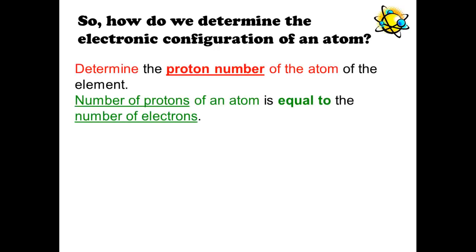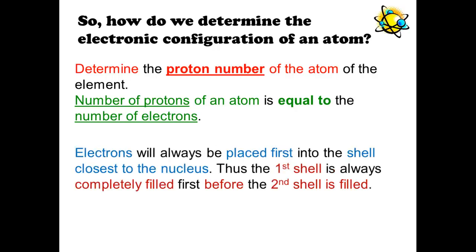There are two main steps to guide us. Firstly, we have to start by determining the proton number of an atom. This is because the proton number will tell us the number of electrons orbiting around the nucleus. Next, electrons will always be placed first into the shell which is closest to the nucleus. This is also known as the innermost shell. Hence, the first shell, which can only hold up to a maximum of 2 electrons, will be completely filled first before the second shell is filled.